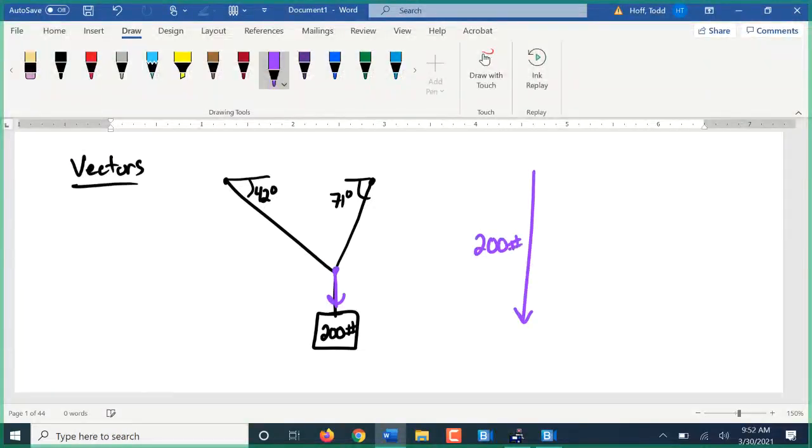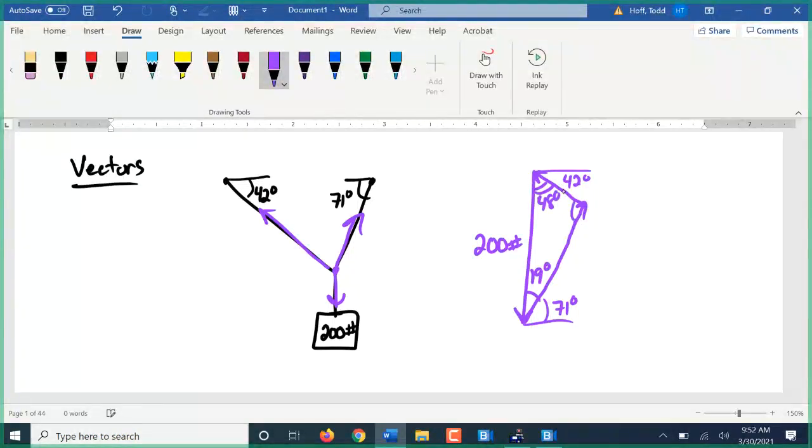We know the direction of that is 200 pounds straight down. Then we have this one pulling up there 70 degrees from the horizontal. So I'm going to draw it like this here. This is 71 degrees. So that means this angle here would be the complement, or 19 degrees. Then we have this one here, goes like this. That's going to be 42 degrees from the horizontal. So the complement here would be 48 degrees.